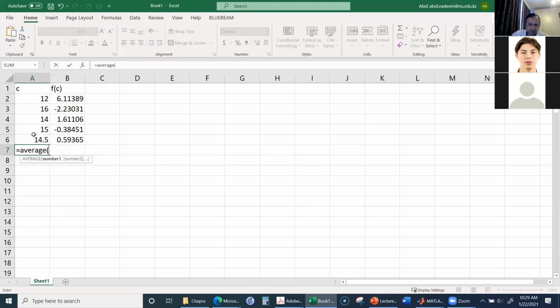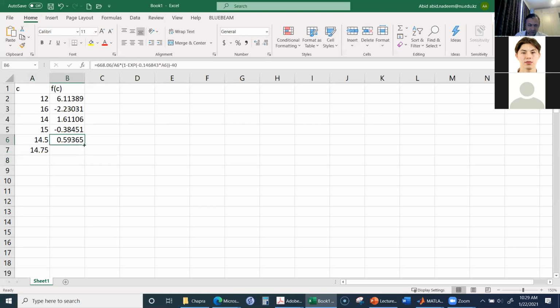Average between 15 and 14.5. This is 14.75, and then maybe, but we have to stop somewhere. Okay, stop somewhere. So now I think it's quite close to 0, this function C. So we have to stop somewhere.